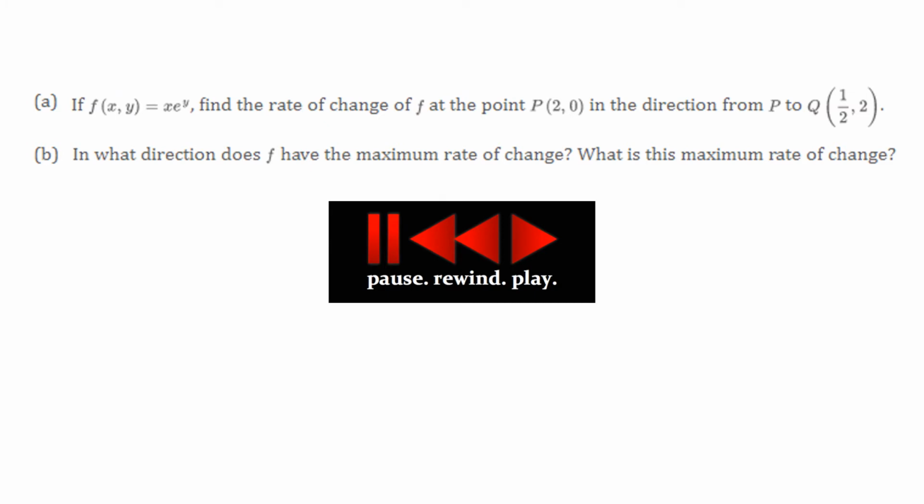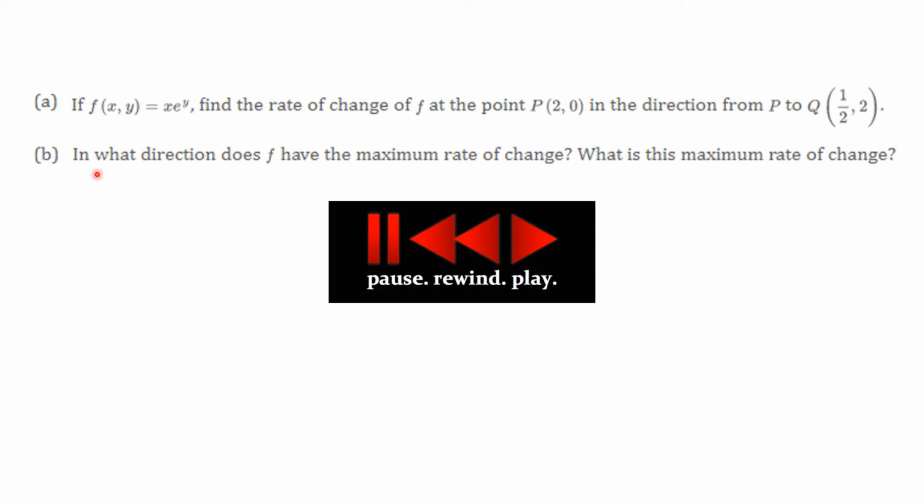Okay, let's apply this then to this problem. If f of x, y is equal to x e to the y, find the rate of change of f at the point x is 2 and y is 0, in the direction of going from P to Q. So this is the vector. We're going from this point to this point, and that is the vector that we're looking at.